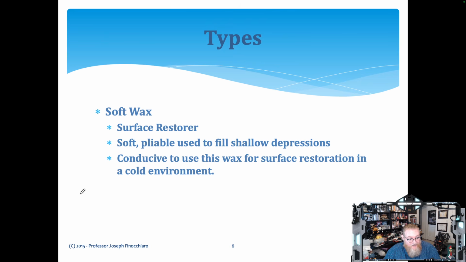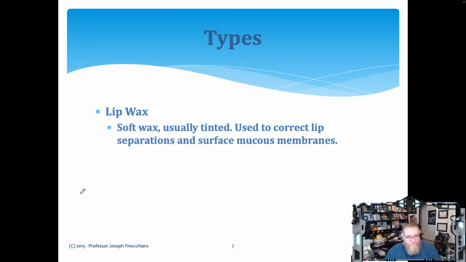You have soft wax, also known as surface restore. It is a soft, pliable wax used to fill shallow depressions. It's conducive to use this wax for surface restoration in a cold environment. This is really pliable stuff. If it is in a warm environment, chances are pretty good that even the slightest manipulation is going to cause problems for you because it's going to alter the shape of the wax. And then lip wax. This is a very soft wax. It's usually tinted, and it's used to correct lip separations and surface mucous membranes.